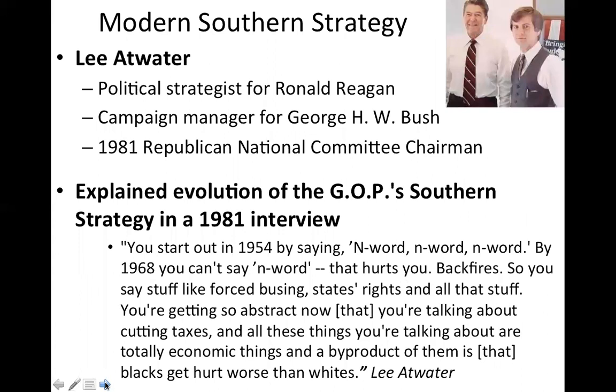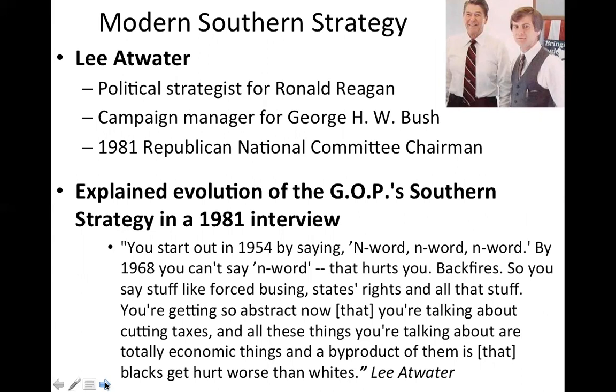And then you have the modern Southern strategy. So this is where Reagan really takes it off. And Reagan is advised by this guy named Lee Atwater. He's a political strategist for Ronald Reagan, a campaign manager for George Bush, and Republican National Committee chairman in 1981.